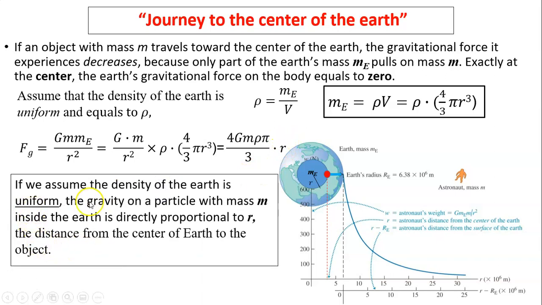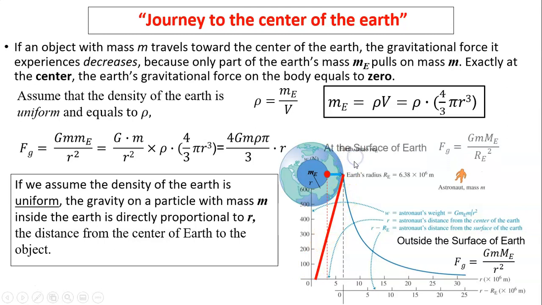So you can see, if we assume the density of the Earth is uniform, the gravity on a particle with mass m inside the Earth is directly proportional to r, the distance from the center of the Earth to the object. Outside is inverse squared, as we know. Inside is a direct relationship. So that's the graph of inside. Again, outside is inverse squared, inside is directly proportional. On the surface, both equations give us the same expression for the gravitational force.